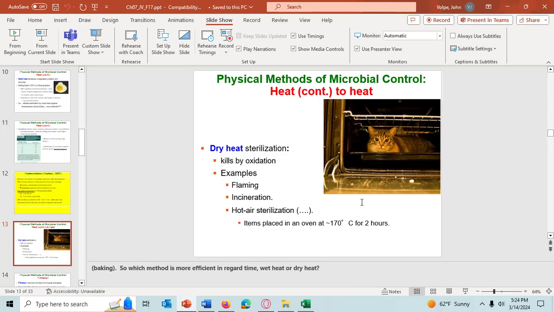So baking kills by oxidation. Flaming incineration does kill by oxidation, but in reality, it turns the cell into char. Hot air sterilization is most often called baking, at least in this country. And the items are placed in an oven at 170 degrees Celsius for at least 2 hours to achieve sterilization. Now, if you remember, wet heat, we're putting it at 100 degrees Celsius and we're applying it only for 10 minutes. Any question about any of that?